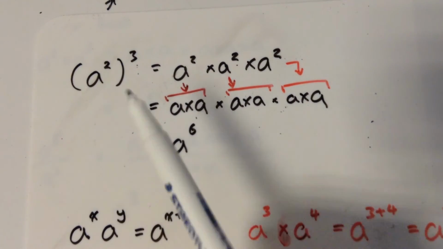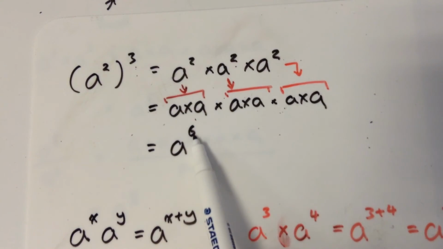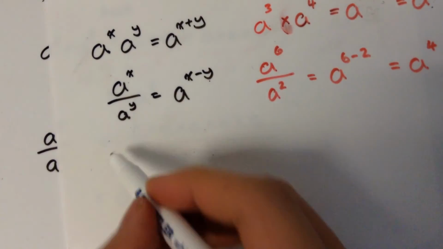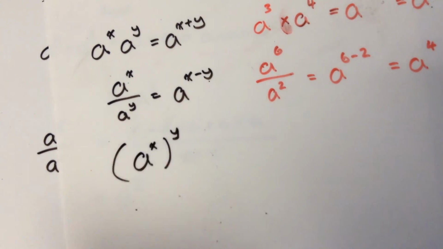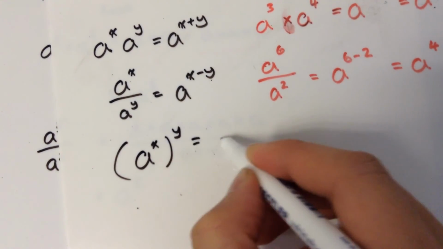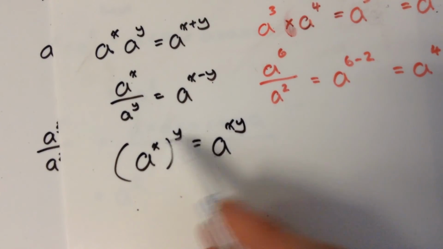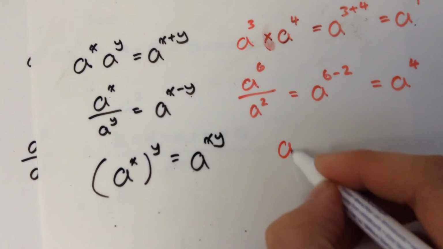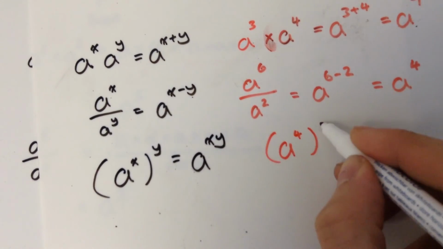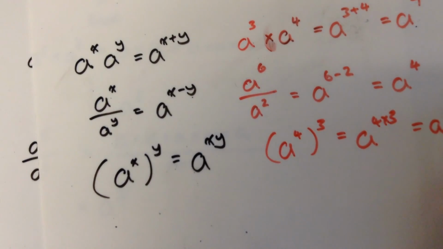The final thing we did up here is you have a power to a power, and you'll see your result is 2 times 3 gives us 6. In other words, if you have a to the power of x, to another power, to the power of y, that is the same thing as a to the power of x times y. So when we have power to power, you multiply the power. An example would be a to the power of 4 to the power of 3 is a to the power of 4 times 3, which is a to the power of 12.